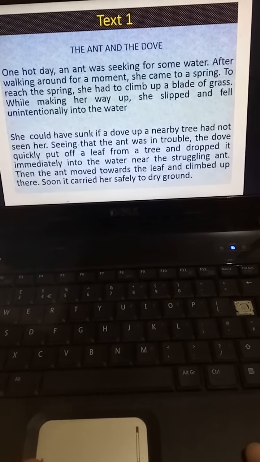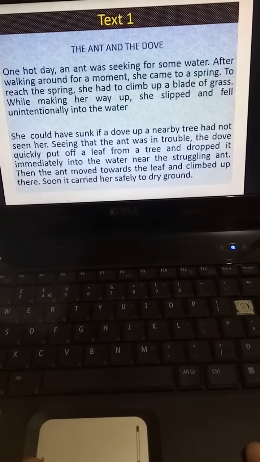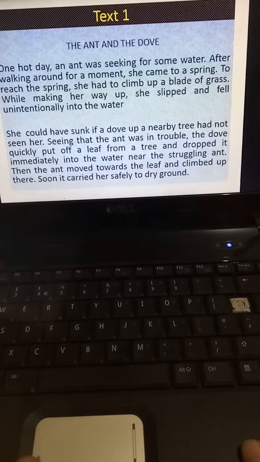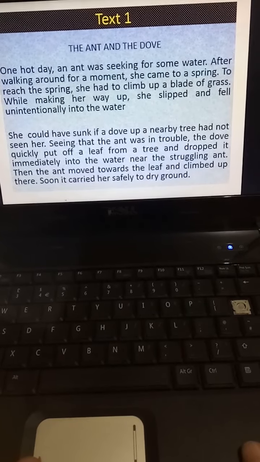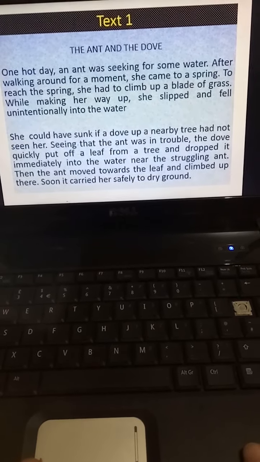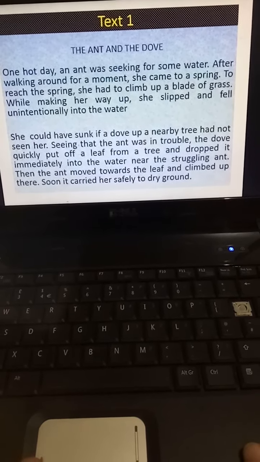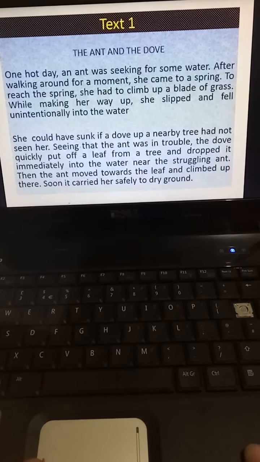Seeing that the ant was in trouble, the dove quickly pulled off a leaf from a tree and dropped it immediately into the water near the struggling ant. Then the ant moved towards the leaf and climbed up there. Soon it carried her safely to dry ground.